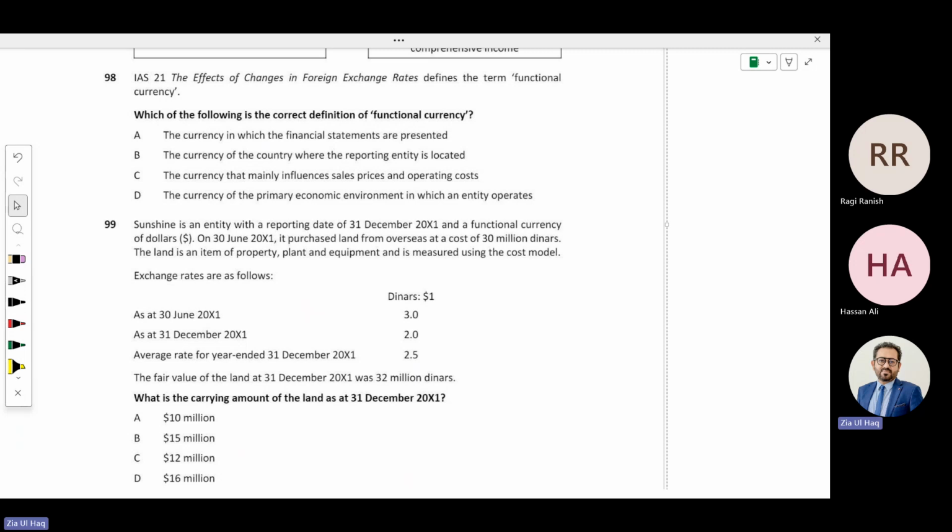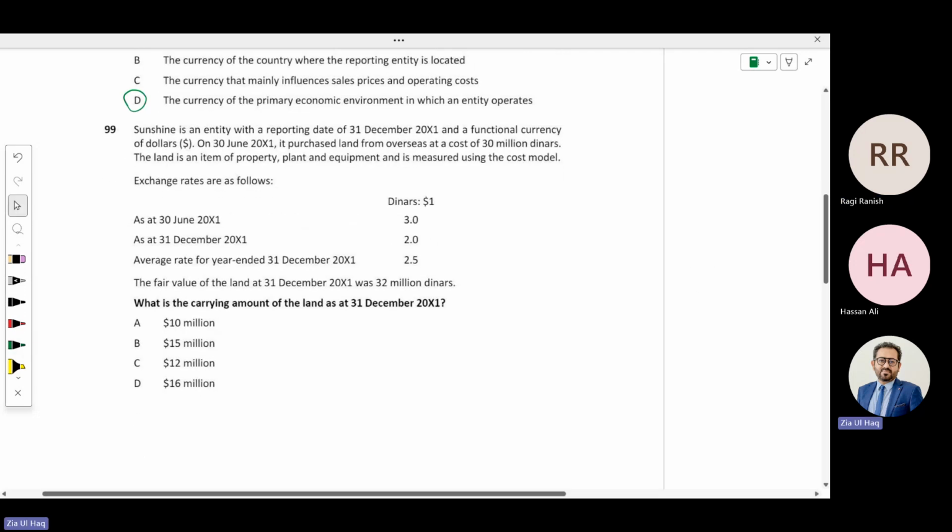What is a functional currency? Primary economic environment in which an entity operates. Option D. 99. Good luck everybody. What is the carrying amount of the land at 31st December 20X1?